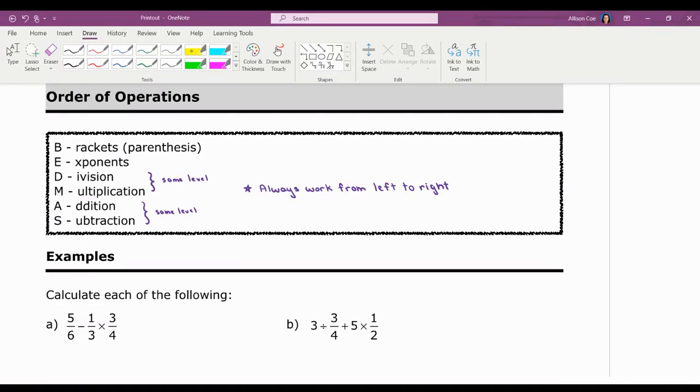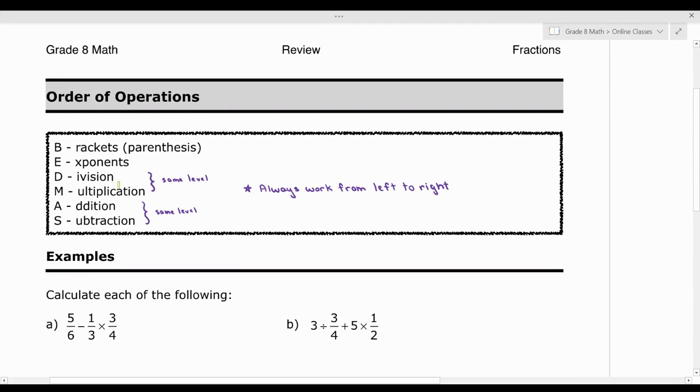I also want you to know that when you're talking about division and multiplication, that is always the same level. So you don't have to do a division before a multiplication. What I always say is make sure you work from left to right. That's usually easiest. And same thing with addition and subtraction. It's not as if addition has to happen before subtraction. They are also the same level.